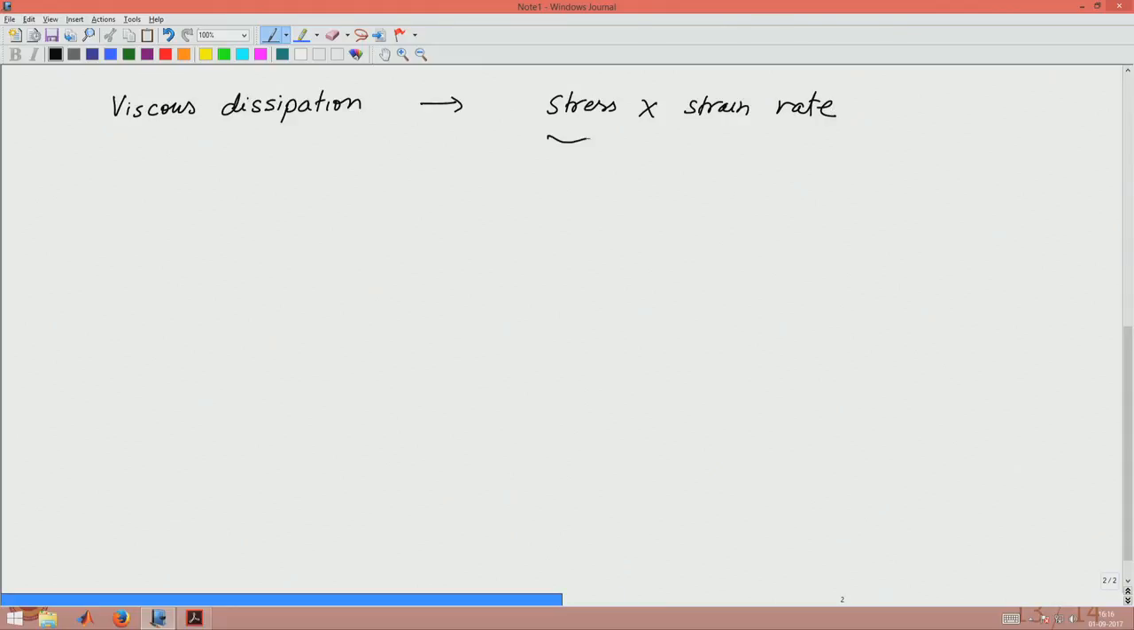And clearly these are tensor quantities, while this is an energy measure. So, therefore, it is a scalar. The double dot product of stress and strain rate will actually give us viscous dissipation, which is a scalar.